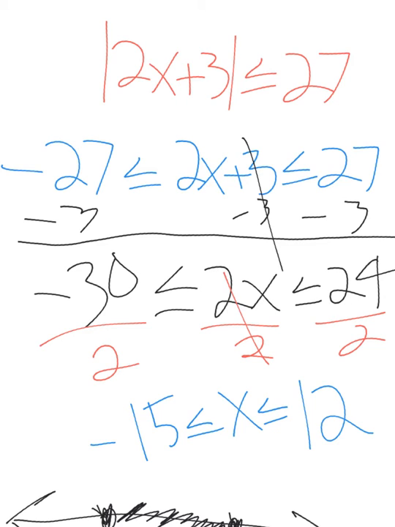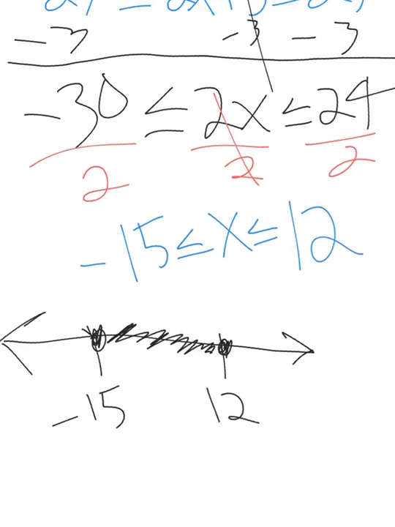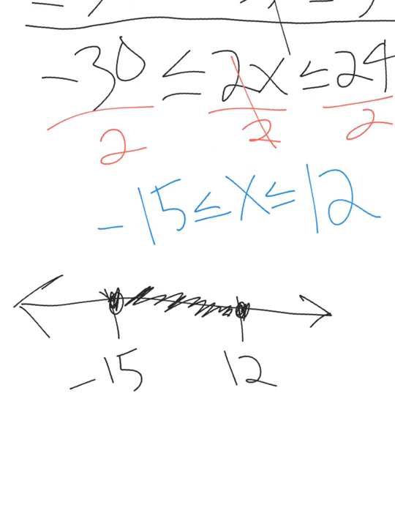So that means you have to divide everything by 2, and when you do that, you get negative 15 on the left and 12 on the right. Your inequality symbols are pointing to the left, so that tells me x falls in between negative 15 and 12, which means I get to shade in the middle, and I put closed dots because those inequality symbols were underlined. All right, so that's all I have to say about number 9. Let's do number 10.